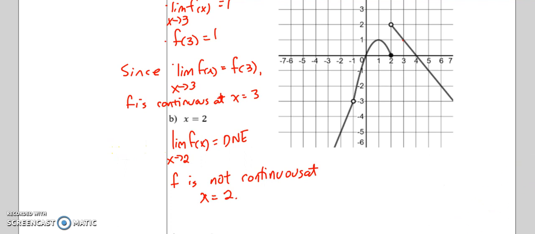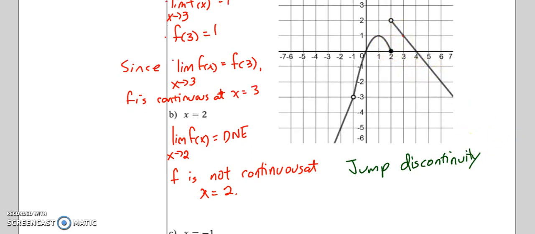Okay, by the way, notice how this function, the right-hand limit is 0, the left-hand limit is 2. Because of that, this is called a jump discontinuity. And that is when we jump from one value to the next.